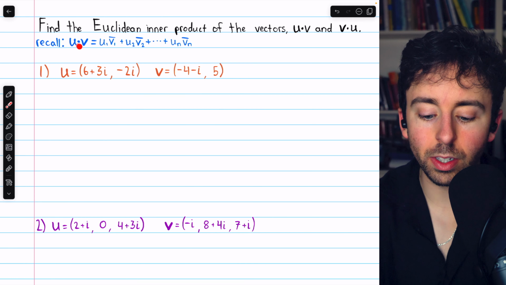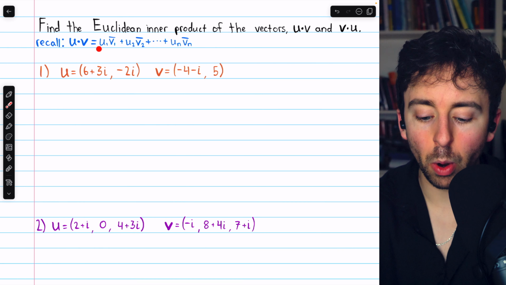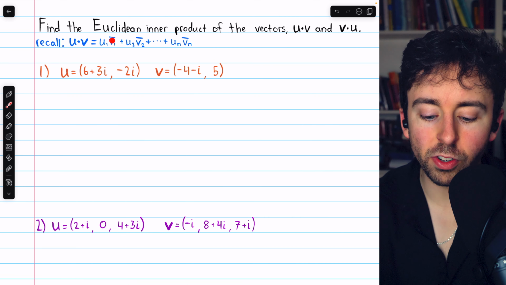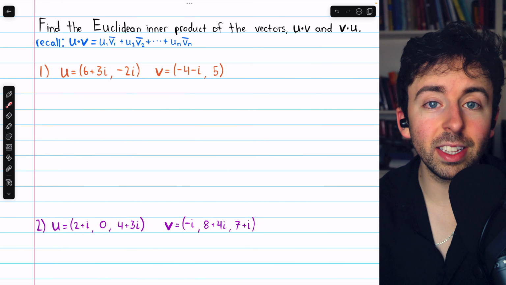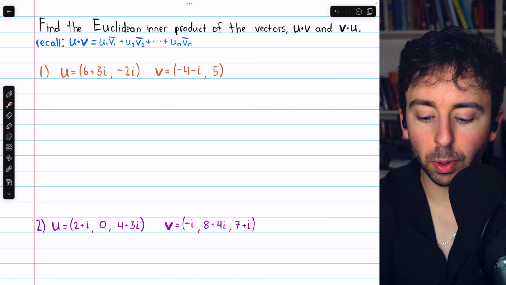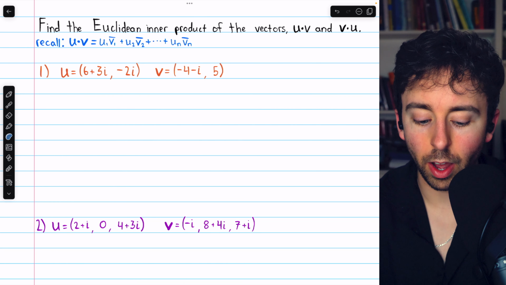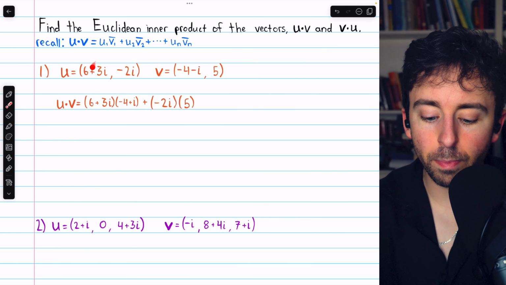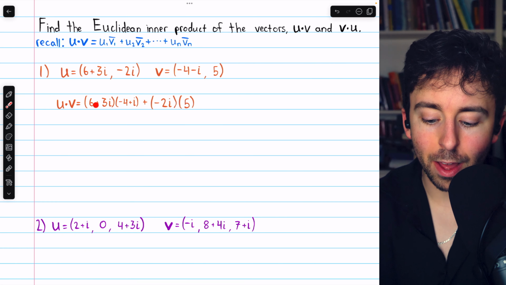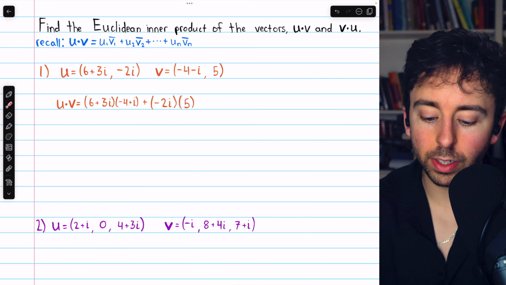Recall that u dot v is the sum of the products of the components of u with the conjugates of the corresponding components of v. So to see this in action, let's begin with problem 1 and we'll do u dot v. And by definition, it looks like this. We take the first component of u and multiply it by the conjugate of the first component of v.